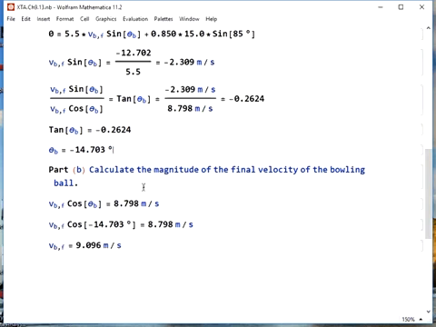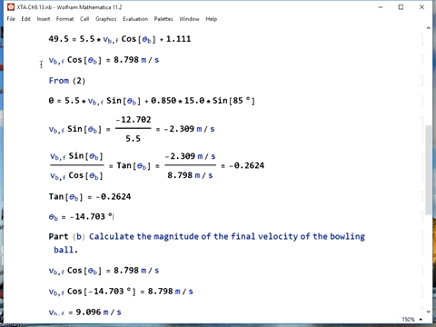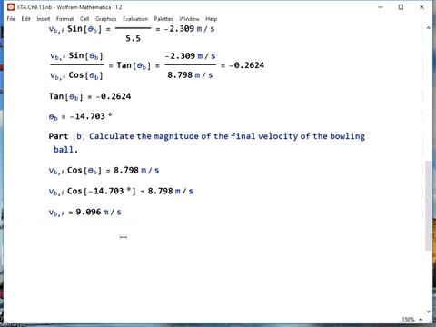Part B, calculate the magnitude of the final velocity of the bowling ball. We can go back to either of our equations before. For example, vb final cosine theta b is 8.798. We put in the theta b we just found, and we get 9.096 meters per second.